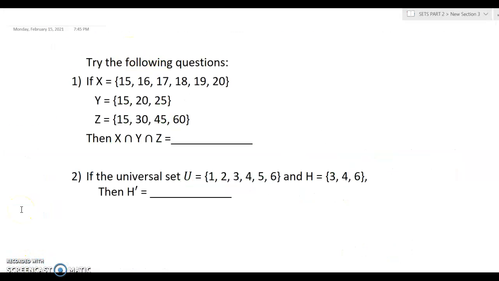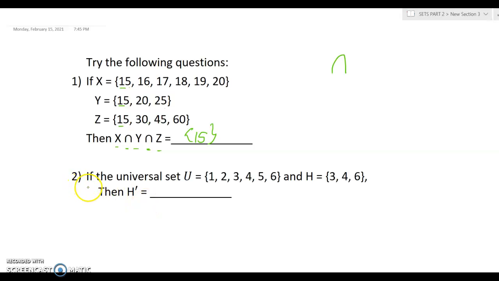Let's look at this other example here, or questions for us to try. Number 1, we have set X, which is 15, 16, 17, 18, 19, 20. We have set Y, which is 15, 20, 25, and set Z, which is 15, 30, 45, 60. We want to know, remember what this means? Intersect. We want to know what X intersect Y intersect Z is. What does that set entail? Now, intersection, remember, is what the sets have in common. So we want to know what all 3 sets have in common. If you look carefully, they all have 15 in common. So that will be equal to 15, right?